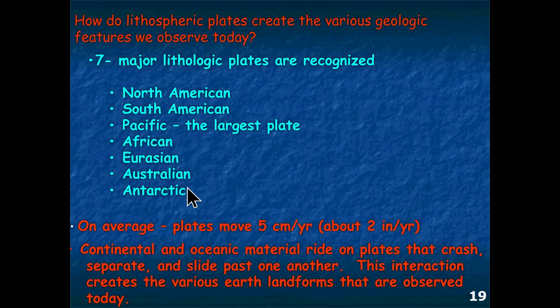And on average, these plates move about 2 inches per year, about 5 centimeters per year. And these plates will have a tendency to slide past one another, a tendency to collide with one another, and a tendency to separate from one another. And all these plates are jockeying for position, and along their plate boundaries, various landforms then are formed.